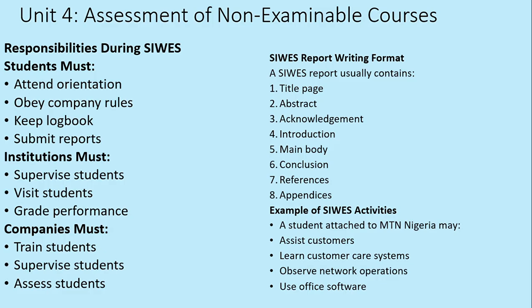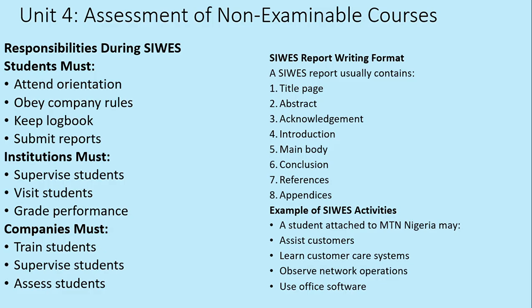Responsibility during CWS. So you as a student, you must attend orientation. These are your responsibilities, what you must do: you must obey company rules. Then you must keep a logbook. There's a logbook that the school used to give students if you want to go for your CWS. You must keep that logbook. You must fill it according to your weekdays. What you do on Monday, what you do on Tuesday, what you do on Wednesday. Everything must be intact up to the 24 weeks. Then you must submit a report.